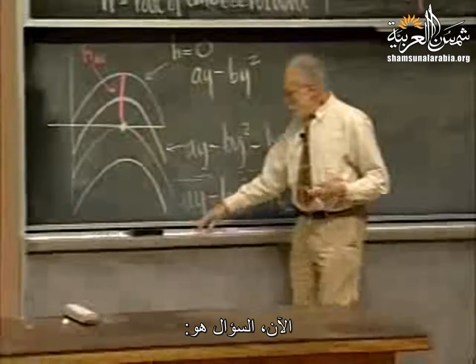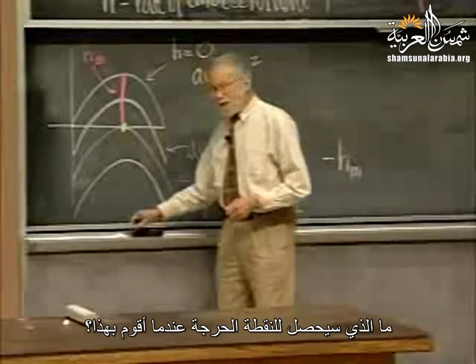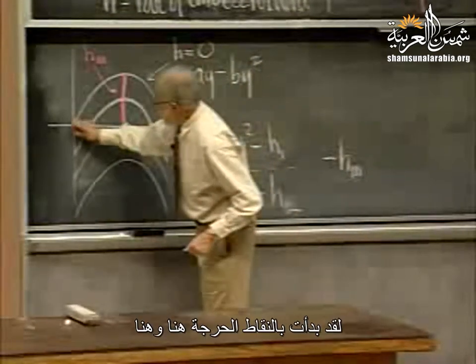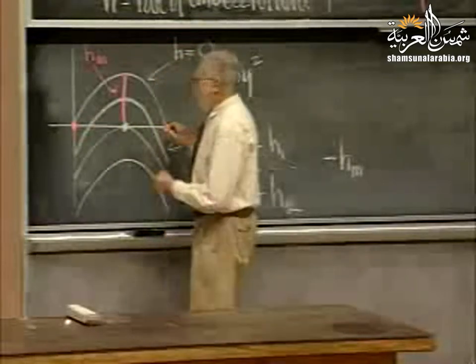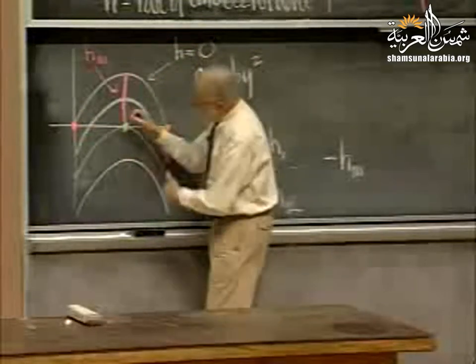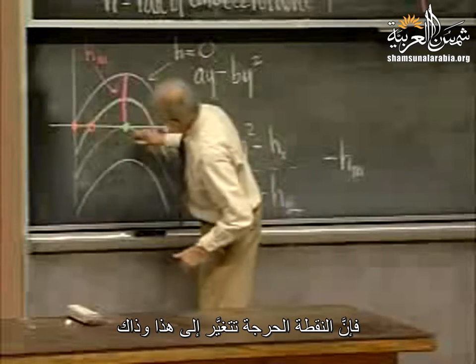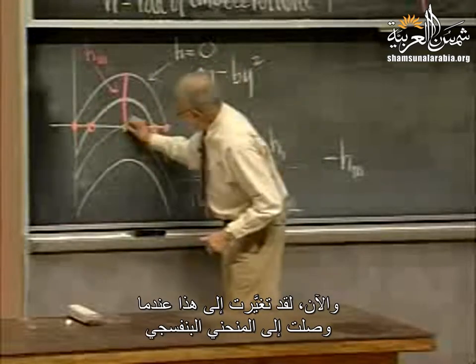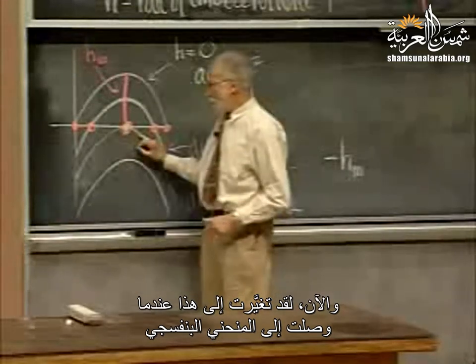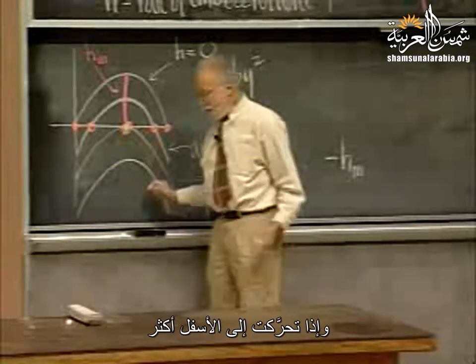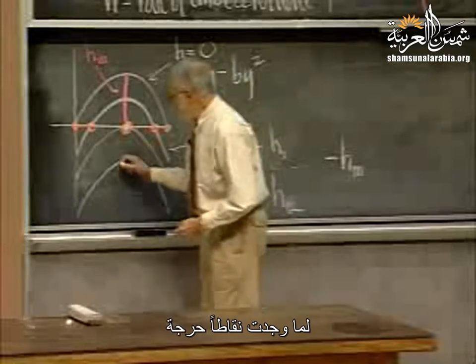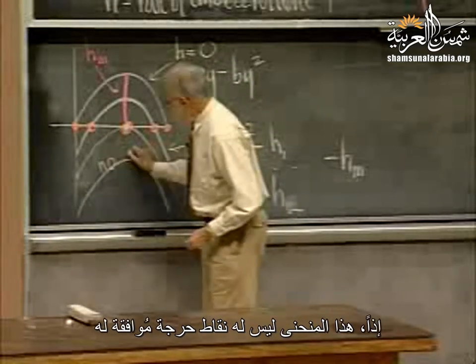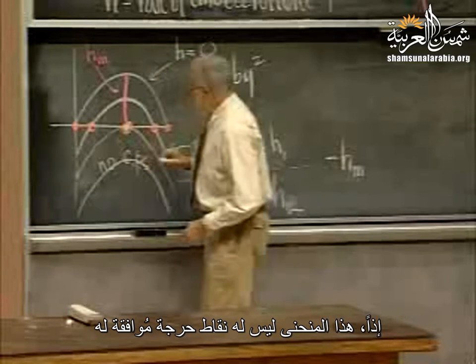Now, the question is, what's happened to the critical points as I did this? I started with the critical points here and here. As I lower h, the critical points changed to this and that. And now it changed to this one when I got to the purple line. And as I went still further down, there were no critical points. So this curve has no critical points attached to it.